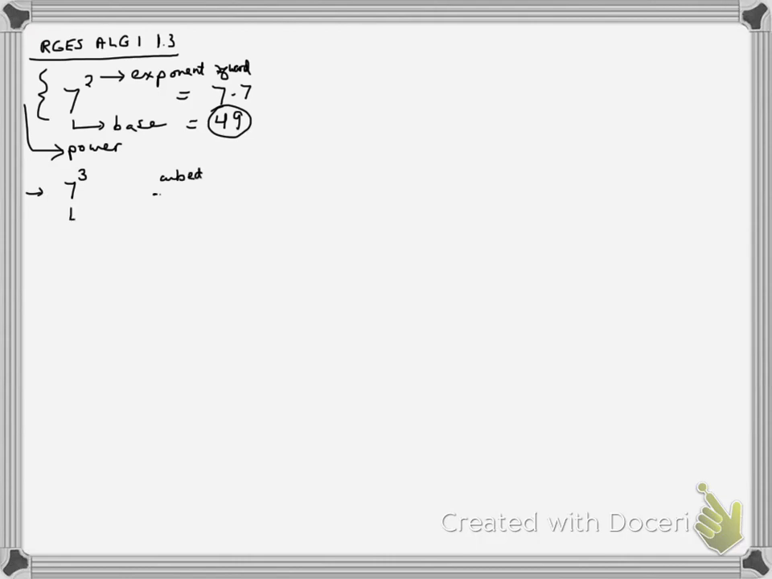And what does that mean? That means take the base and multiply it by itself. That means I'm multiplying only 7s 3 times. How would I evaluate that? 7 times 7 is 49, and 49 times 7, 28, 34, is 343.